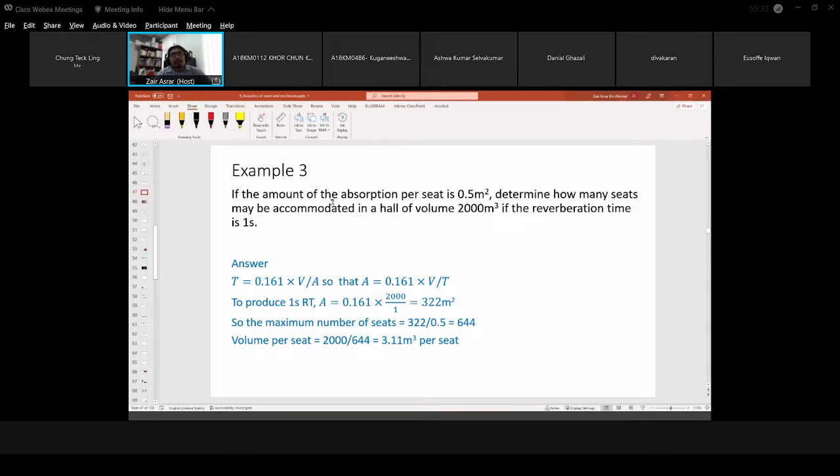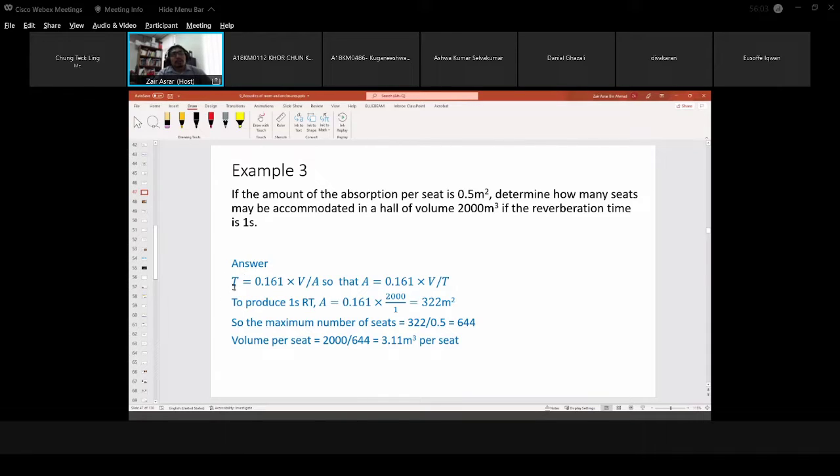For example, in this case, we're assuming that we have a seat with absorption equals to 0.5 meter squared. We want to know what will be the quantity of seats needed in a hall with volume of 2000 meter cubed if we want to control the reverberation time as RT equals to 1 second.